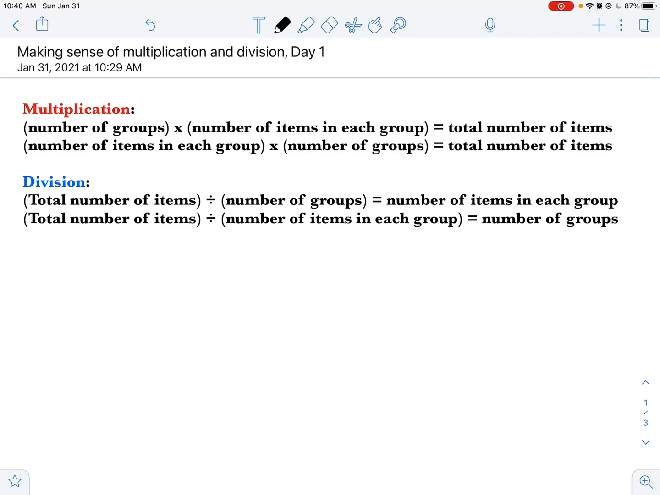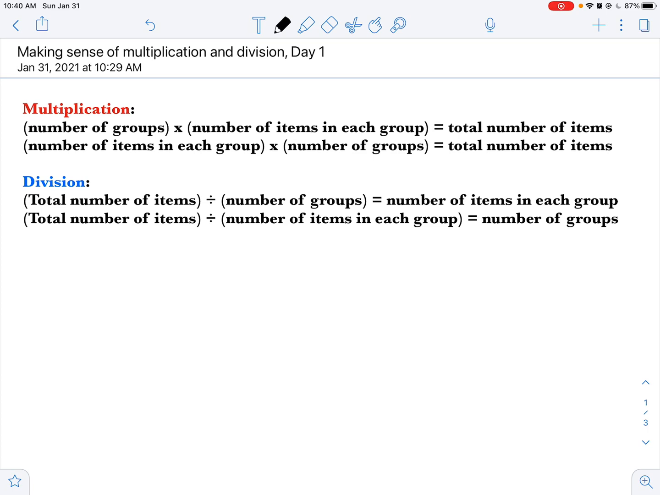Everybody. Today we're going to keep looking at multiplication and division and just continue to work on making sense of both of these operations, or these math things that we do. So I've written on here sort of a guide for multiplication and division here at the top that we're going to refer back to, okay?